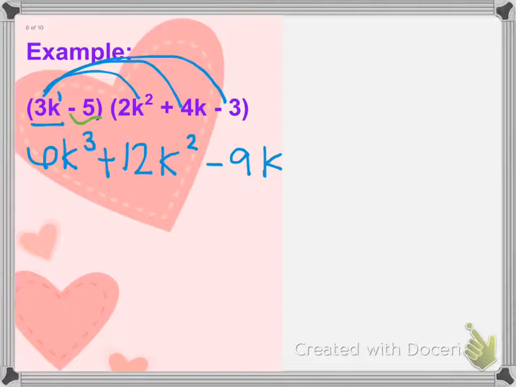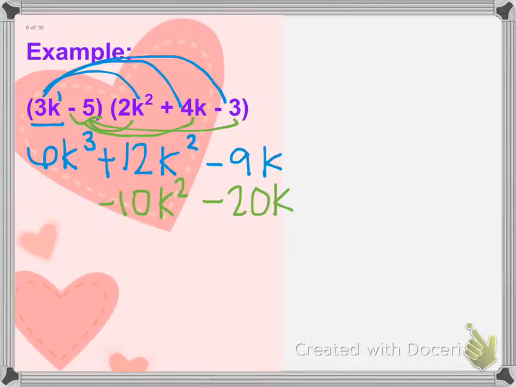Here I have to distribute a negative 5. Negative 5 times 2 is negative 10. Remember, I'm going to move down and over one spot, so negative 10k squared. Negative 5 times 4 is a negative 20 with a single k. And negative 5 times negative 3 is a positive 15. Watch your signs.